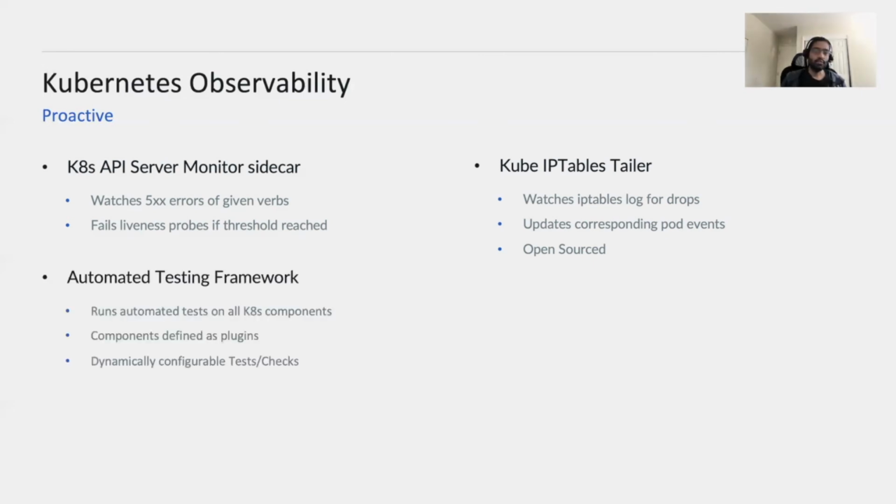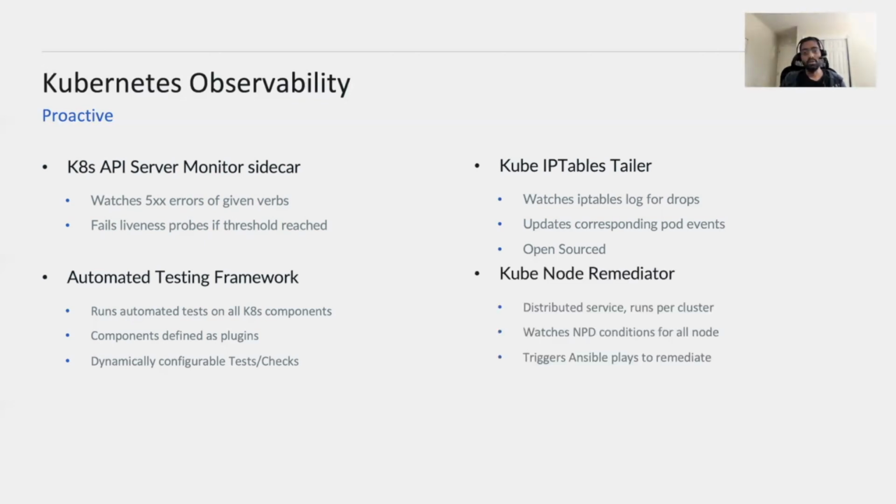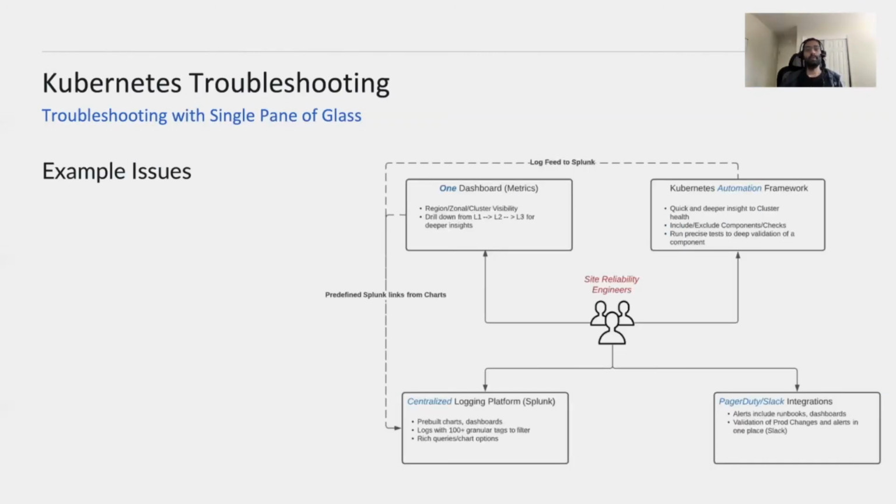We have an automated testing framework that runs automated tests on all Kubernetes components. For deep inspection, components are defined as plugins, and checks are dynamically configured. We have a service called Kube Node Remediator, which is a distributed service that runs per cluster, watches for NPD conditions for all the nodes, and triggers Ansible plays to remediate them automatically. We've recently open sourced Kube Exec Controller, which watches for pods which were execed using kubectl. This is to comply with our security and compliance. All of this has allowed us to troubleshoot services on the Kubernetes platform.